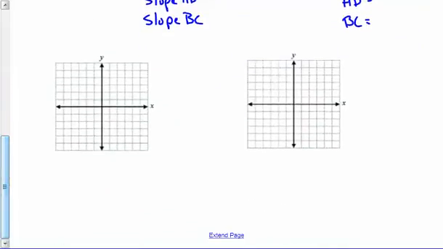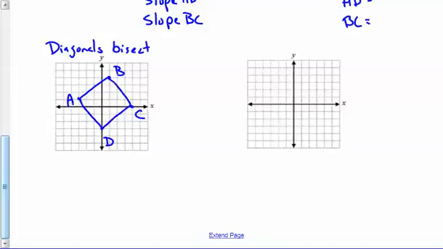Method 4 is to prove that the diagonals bisect. So if they're going to bisect, that means they're going to meet in the middle. They're going to meet at the midpoint. Both points would be at the midpoint. So if we're looking at this A, B, C, D, right? First diagonal would be AC, so find its midpoint. Midpoint of AC. Find the midpoint of DB. Once you find those two midpoints, they should be the same. If they're not the same, then they are not bisecting each other because they're not meeting in the middle.